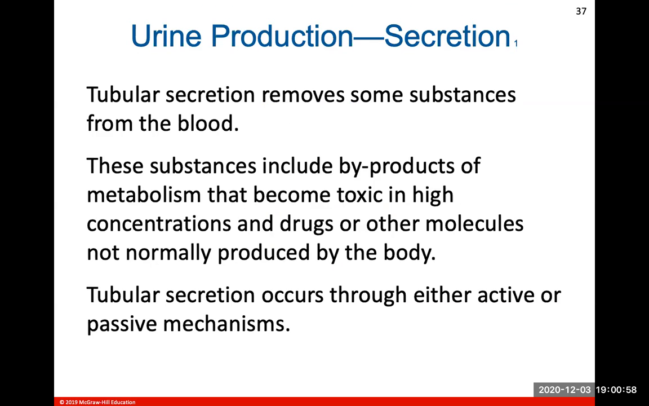So eventually we get to urine production and secretion. Tubular secretion removes some substances from the blood. These substances include byproducts of metabolism that become toxic in high concentrations, and drugs or other molecules not normally produced by the body. Tubular secretion occurs through either active or passive mechanisms.